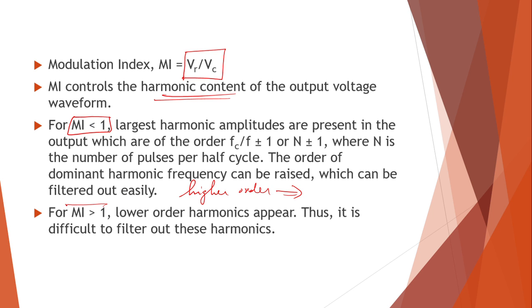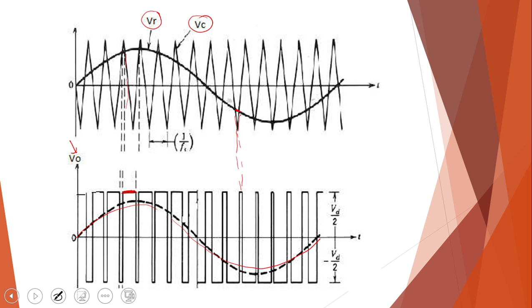If your modulation index is greater than 1, it's going to be a problem because the lower order harmonics will appear in the circuit and these are not easy to remove from the particular circuit. So this is all about the different types of PWM switching schemes and relating to the particular inverters. I hope the class was clear. It's quite a simple topic.